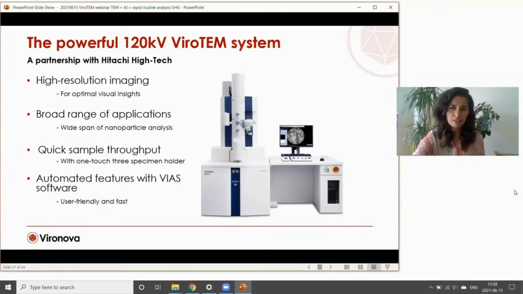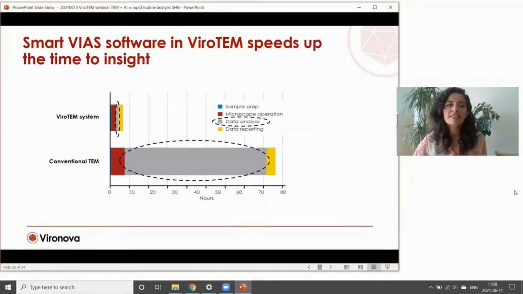And let me tell you why fast is important. Fast is important in TEM analysis because the majority of the time that is used up is actually on the data analysis itself. So having smart software really helps you to speed up the time to that insight. And this is exactly what VS does together with this great 120 kV hardware. The images that you're taking get processed really fast, saving you a lot of time.